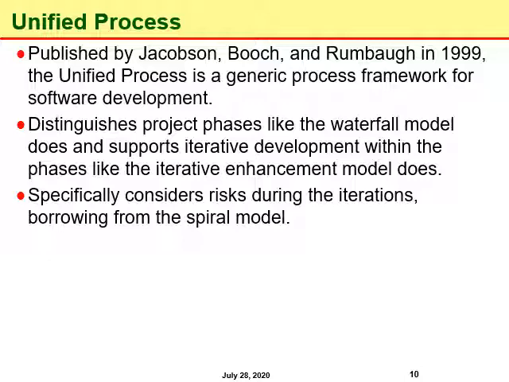The unified process distinguishes project phases like the waterfall model does and supports iterative development within the phases like the iterative enhancement model does. It also specifically considers risks during the iterations. So it has some features of spiral model. In addition, it contains traces of the prototyping model since it recommends building the prototypes within the iterations under special circumstances.